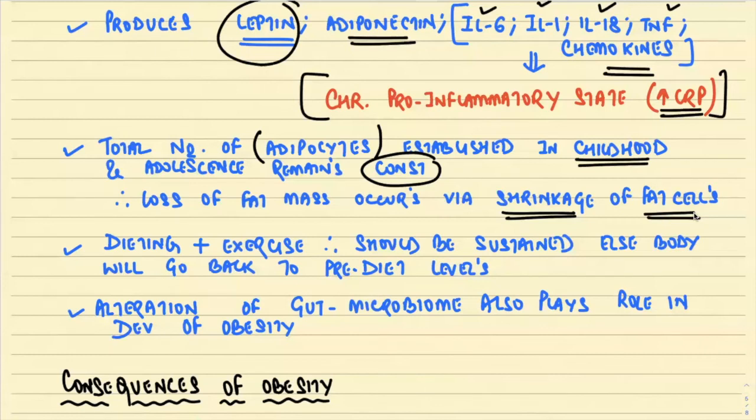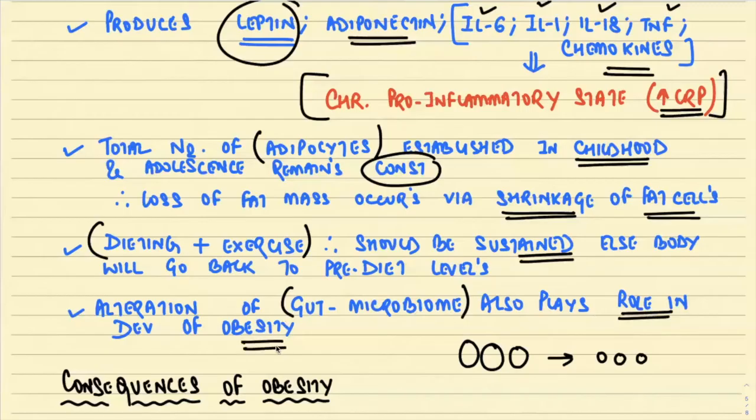You are going to become thin only by means of shrinkage of these fat cells. So the number of fat cells will remain the same, only you will become thin by reduction in the size of these fat cells. Now, dieting and exercise therefore should be sustained, else the body will go back to the pre-diet levels. So this is a very important concept to understand. That is why once you become thin, and again if you start overeating, you will go back to the same size and shape. Okay. Now, alteration of the gut microbiome also plays an important role in development of obesity.